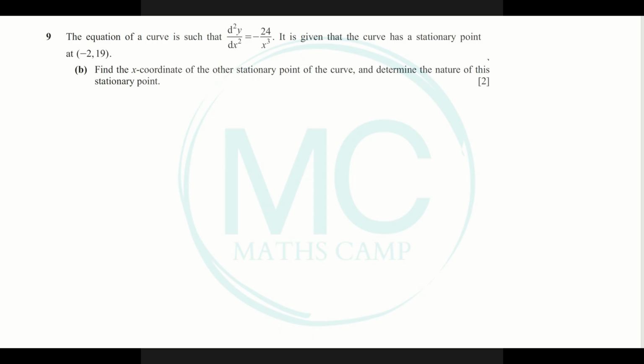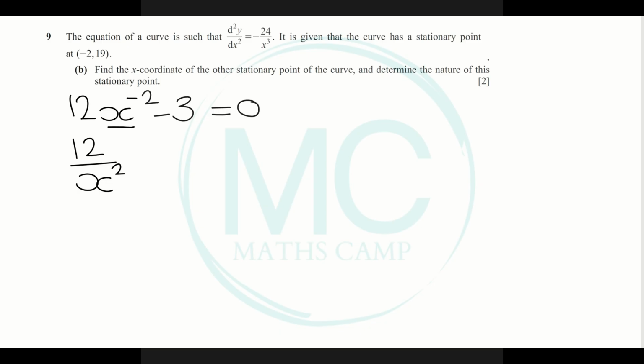Part B says find the x-coordinate of the other stationary point of the curve and determine the nature of this stationary point. Now in part A, we just found that the derivative dy over dx is 12x with an exponent of -2 minus 3. And at a stationary point, this equation is equal to 0. We can make this equal to 0, and now I can solve for x. To solve for x, I'm going to turn x with an exponent of -2 back into the denominator of the fraction. So I have 12 over x squared. Let's move 3 to the right, and this is equal to 3.